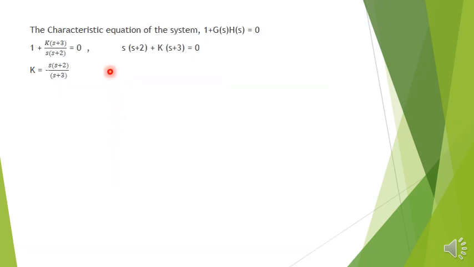So next is the calculation of breakaway points. To calculate the breakaway points, we need the characteristic equation of the system, that is 1 plus G(s)H(s) equal to 0.